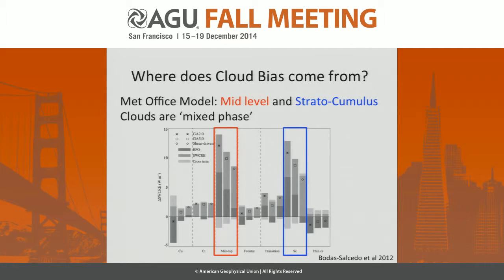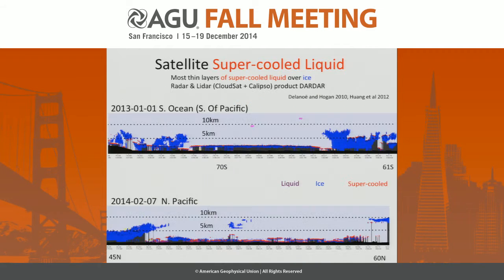This is present in a lot of models. Graham was showing examples from the IFS system. This is from the Met Office model, some nice work that Alejandro Bodas-Salcedo did, where he showed that most of the bias that they diagnose is in the mid-top and the stratocumulus, and this comes from the cold sector, and a lot of these clouds are actually mixed phase, which confirms what Graham said as well. So you can see this.